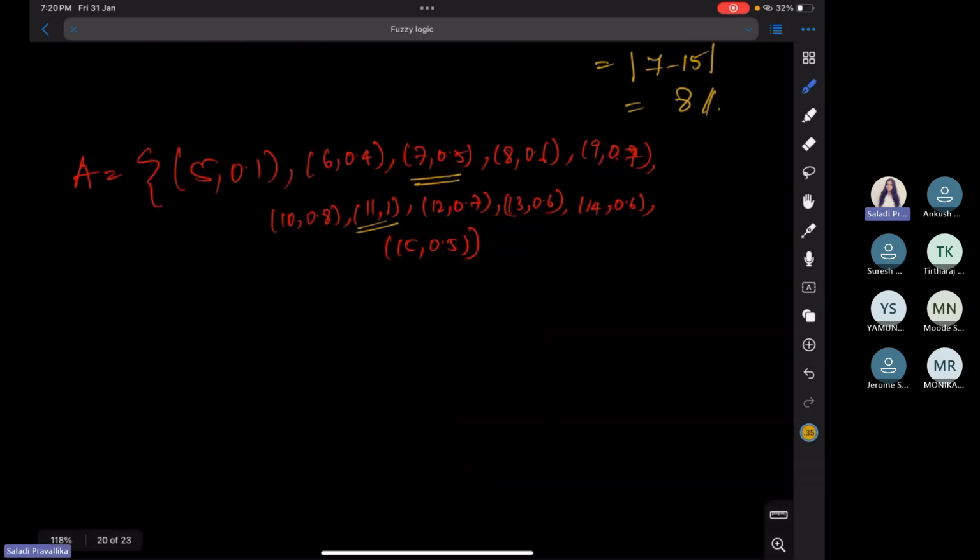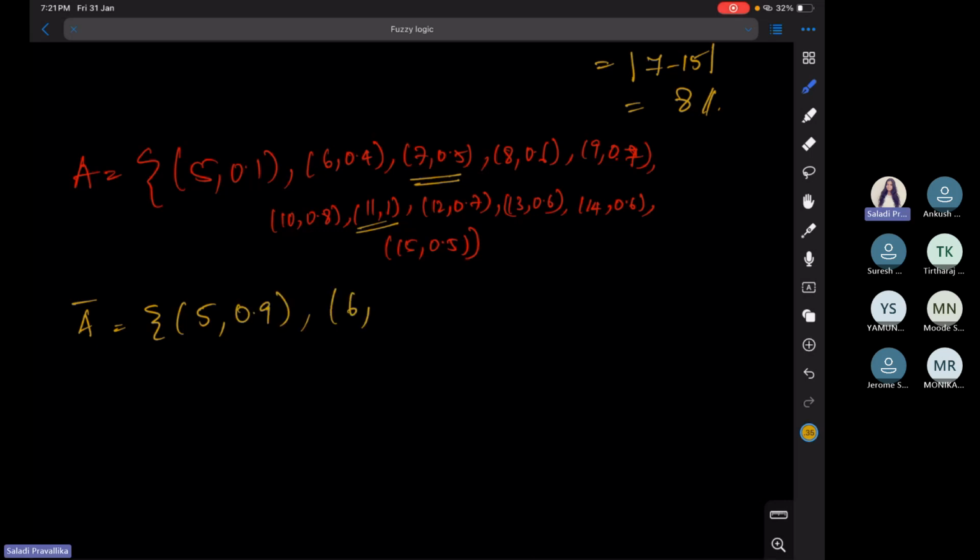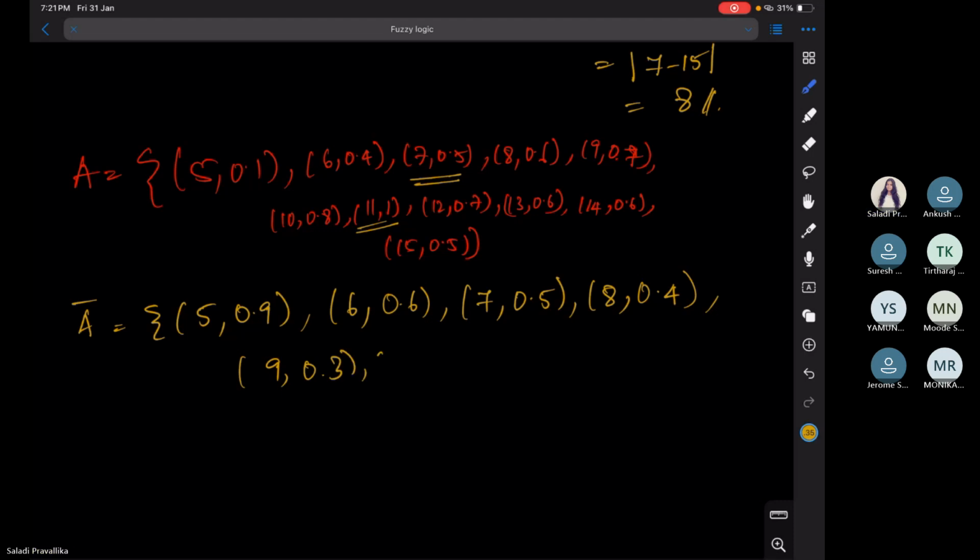Now let's write the complementary part. For 5, it is 1 minus 0.1, that is 0.9. For 6, it is 1 minus 0.4, which is 0.6. For 7, it is 1 minus 0.5, which is again 0.5. For 8, it is 1 minus 0.6, that is 0.4. For 9, it is 1 minus 0.7, so it is 0.3. For 10, it is 0.2. For 11, it is 0. For 12, it is 0.3.